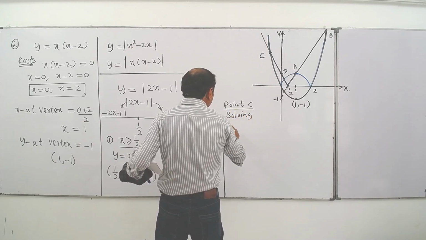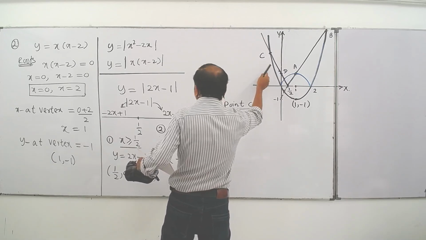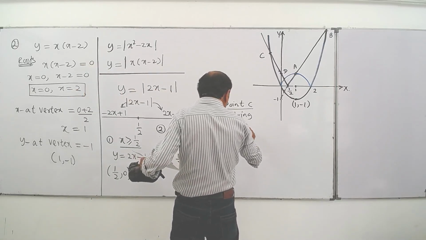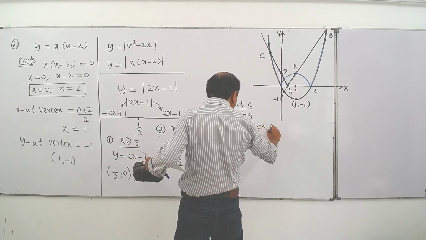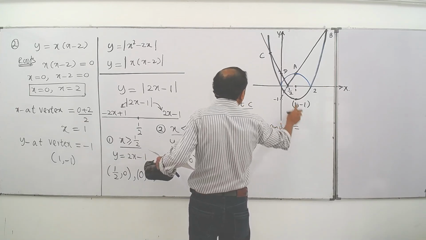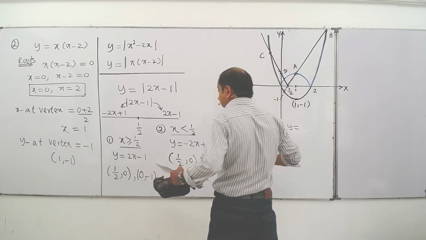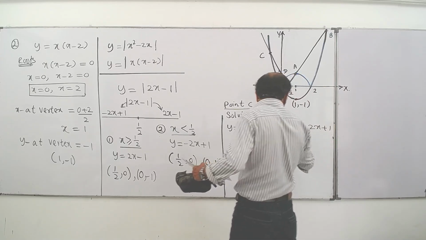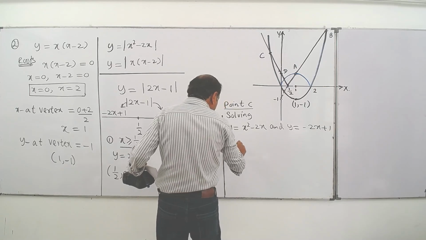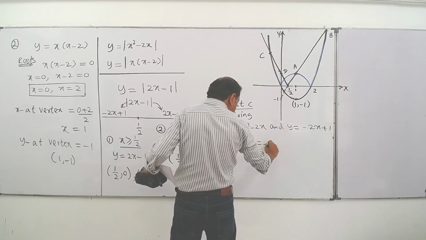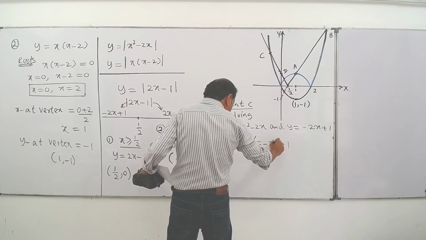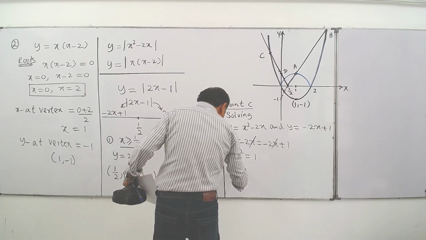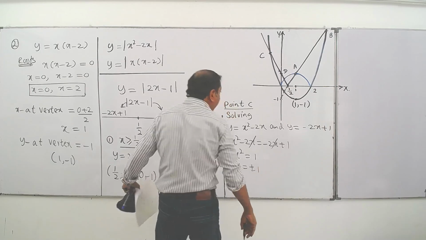Solving what? y equals this curve given by this, no? x squared minus 2x. And y, this black line is this, no? Minus 2x plus 1. Now solve means equate y. x squared minus 2x is equal to minus 2x plus 1. This minus 2x you can cancel. x squared equals 1. Then x is plus or minus 1, right?